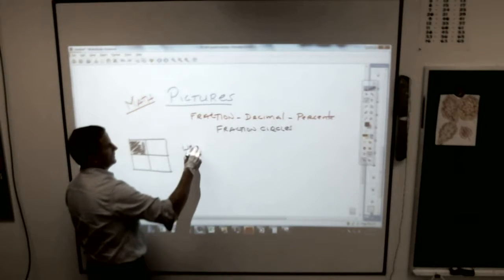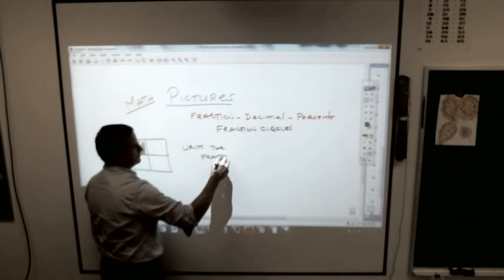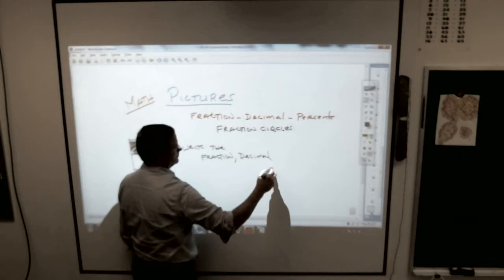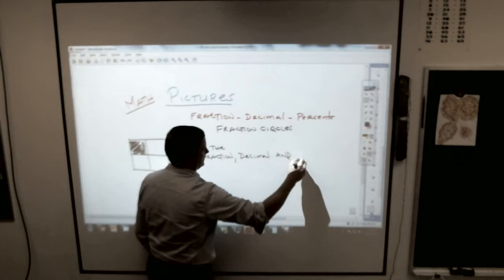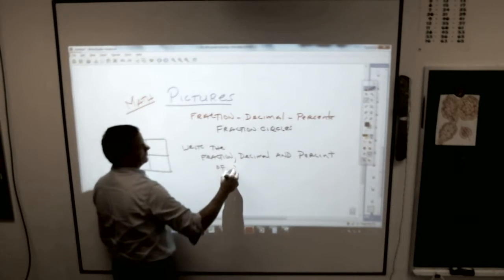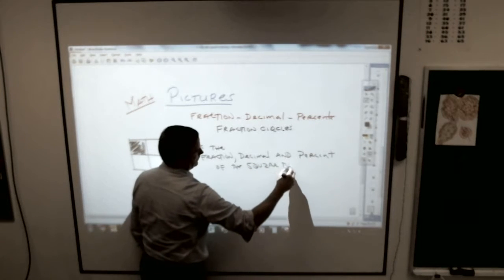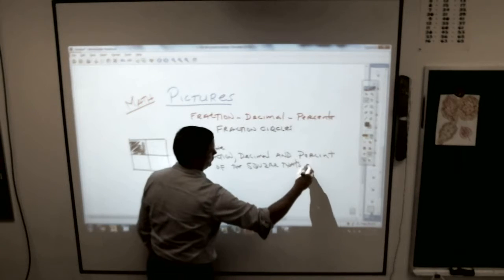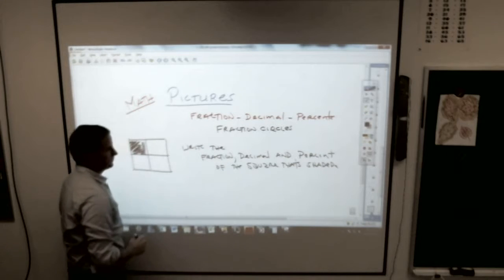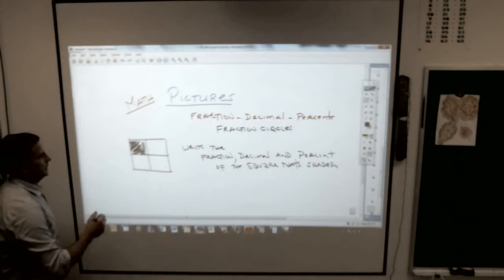Right, they'll say write the fraction, decimal, and percent of the square that's shaded. Write the fraction, decimal, and percent of the square that's shaded.